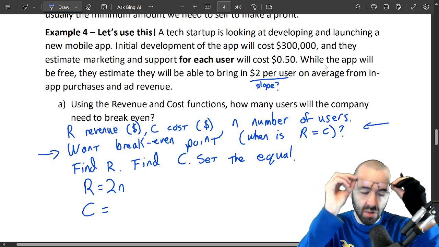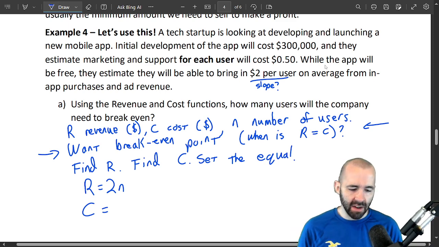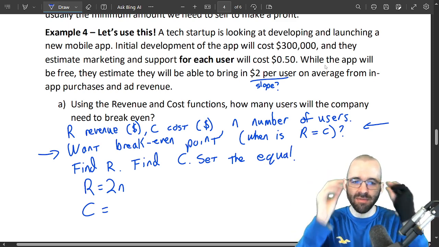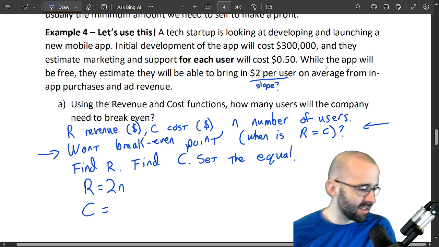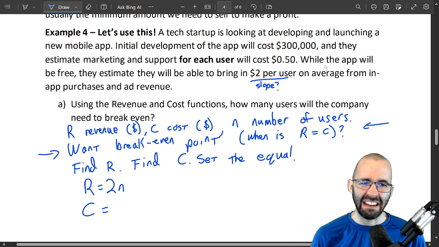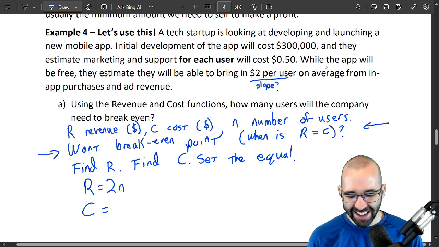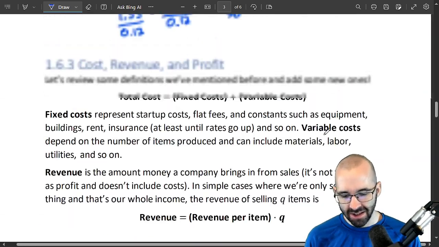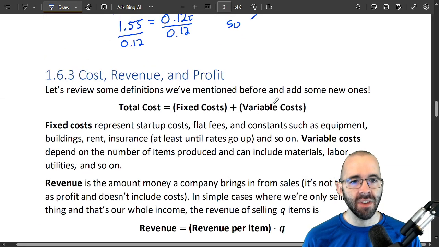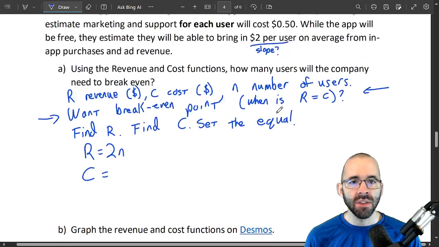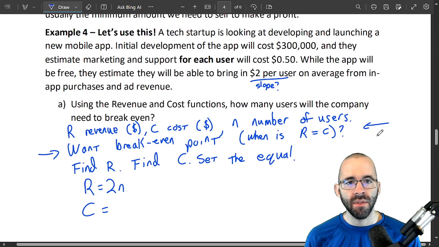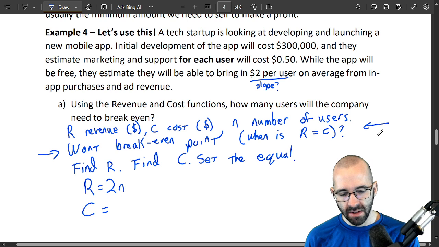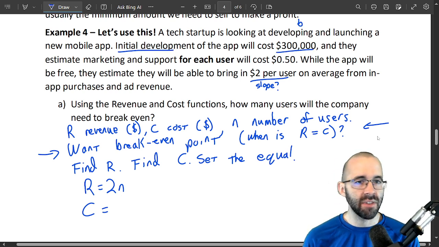Maybe if we had some sort of backer or something that was telling us that they're going to give us money for free, I don't know. They'd probably want it back. For costs, we're going to have fixed costs and variable costs. Total cost is going to be the fixed plus the variable. So what is the fixed cost? That's going to be the initial development. All right, initial development was 300K. That's our fixed cost B.